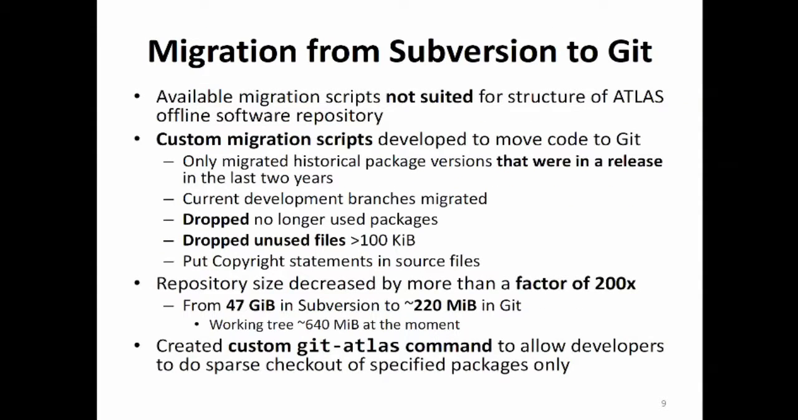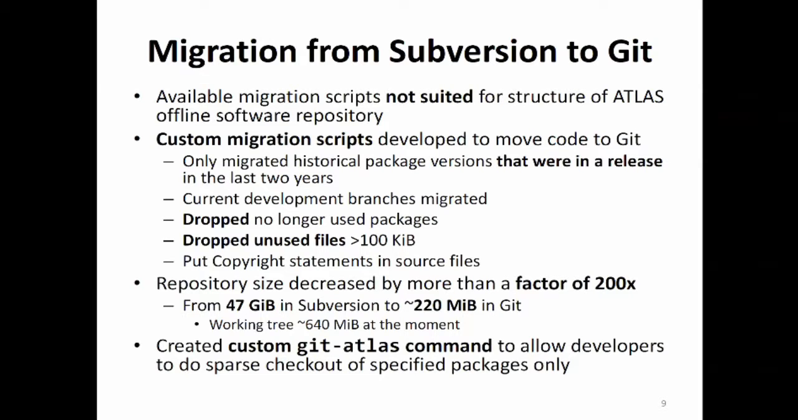Yeah, so I already talked a little bit about this. We moved our code from Subversion to Git. There are many migration scripts out there that allow you to move your Subversion repository to Git, but due to the structure of the Atlas offline software code, we couldn't apply any of these conversion scripts. So we had to build our own migration script.